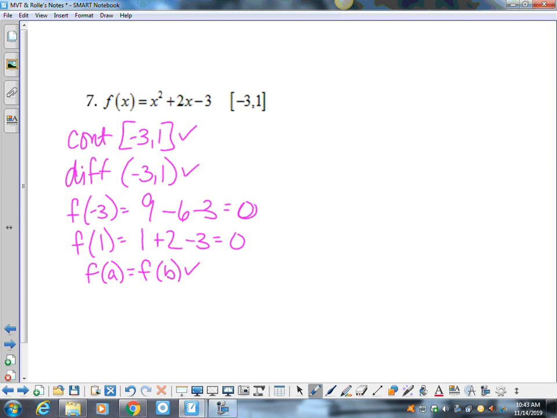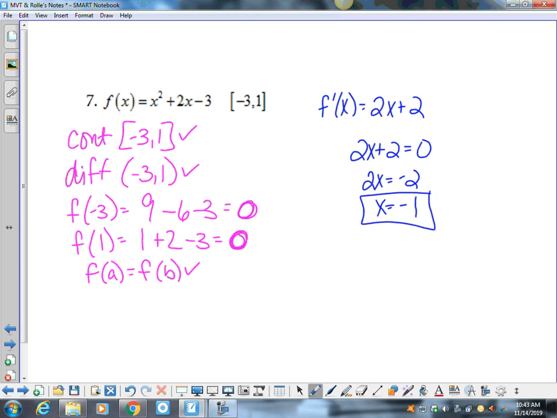Now, please make sure you understand that these don't have to equal 0. They just have to be the same. These just happen to be 0. Okay, so now I'm going to take the derivative, and I'm going to set it equal to 0 because I want the slopes to be the same. And that happens at x = -1.